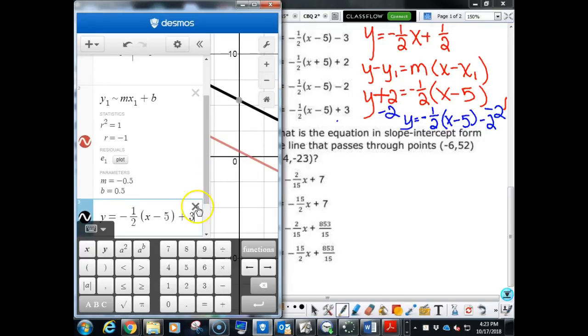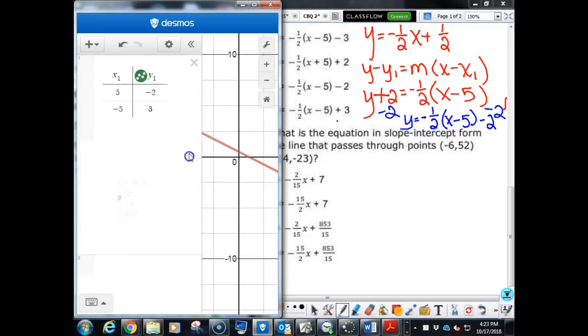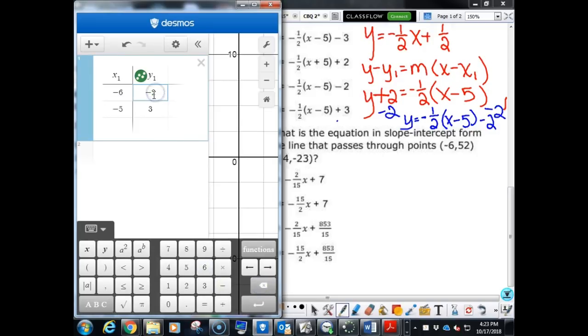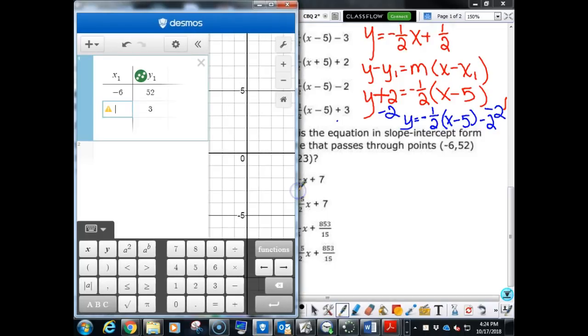So if you already have this, you can just leave this here. Great, and I just deleted it. So x1 should be -6, and then this one is going to be 52. Oh, well, I don't know what I'm doing. Okay, let's try that again. -6 and 52. And this one is going to be 4 and -23.